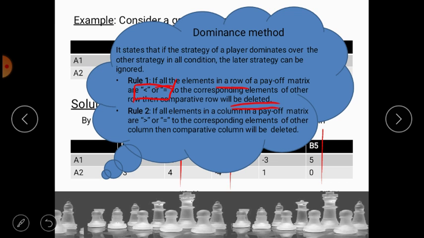And rule number 2 says the same: if all the elements in a column in a payoff matrix are greater than or equal to the corresponding elements of another column, then the comparative column, the column which we are comparing to the other columns, will be deleted. I hope you have understood this.